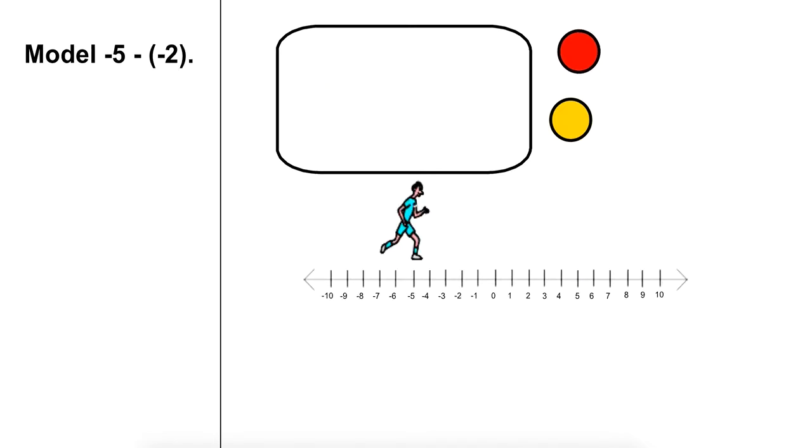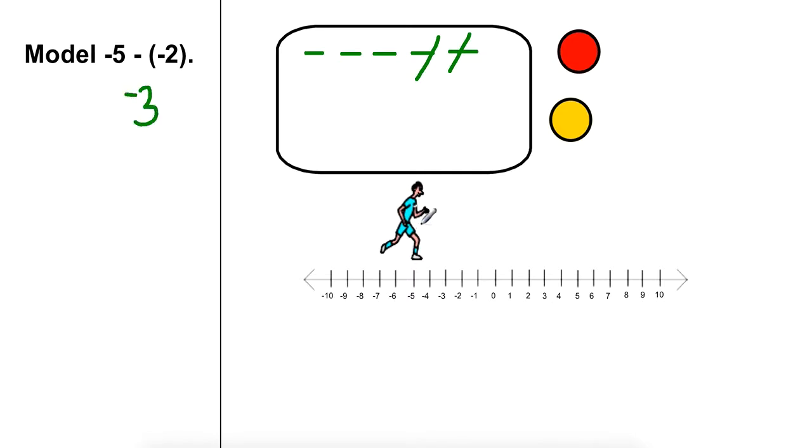So I'd like you to try to model this one. Stop the video now. Come back when you think you have it. All right, so let's take a look. I have 5 negatives, 2, 3, 4, 5. I need to take away 2 negatives. So if I take away 2 negatives, I'm left with a negative 3.